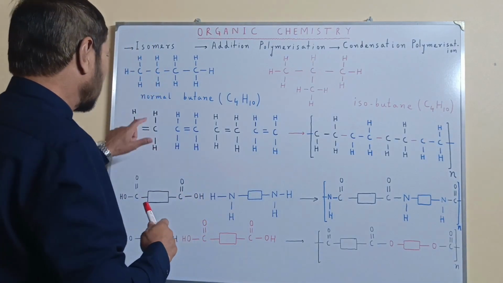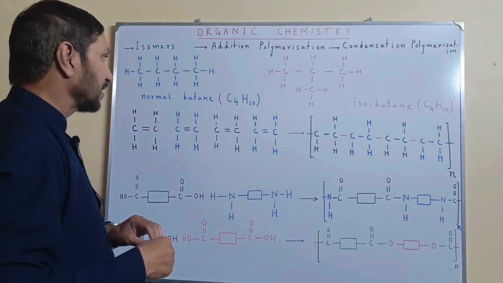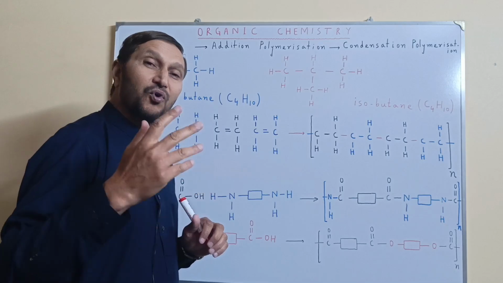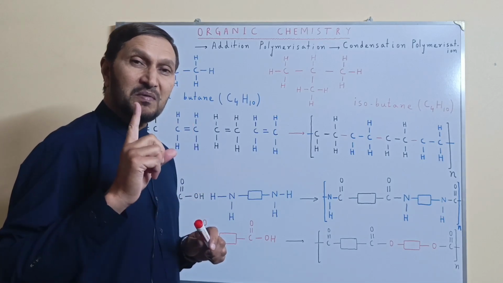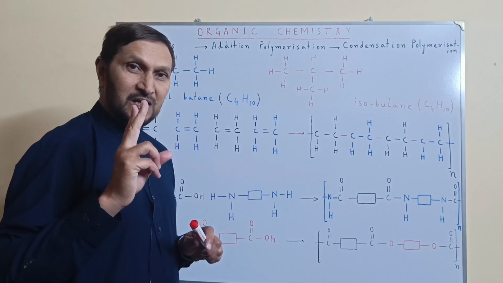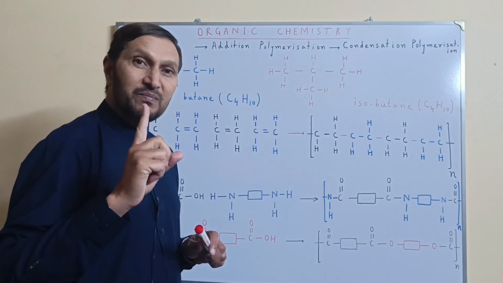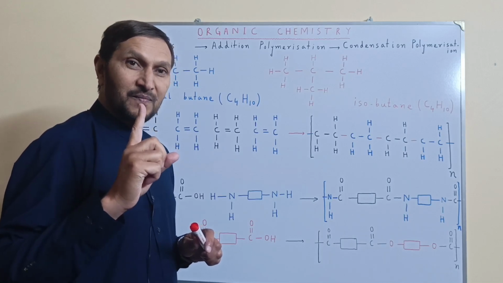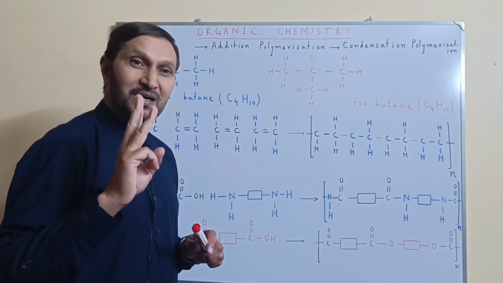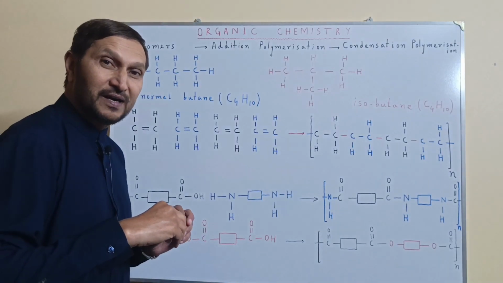For instance, normal butane. I am going to give the example of butane. You know that butane is the fourth member of alkane. The first member is methane, then the second ethane, then propane, and then butane. Methane contains one carbon. Its formula is CH4. Then ethane contains 2 carbon, propane contains 3 carbon, and butane contains 4 carbon in the chain of hydrocarbon.